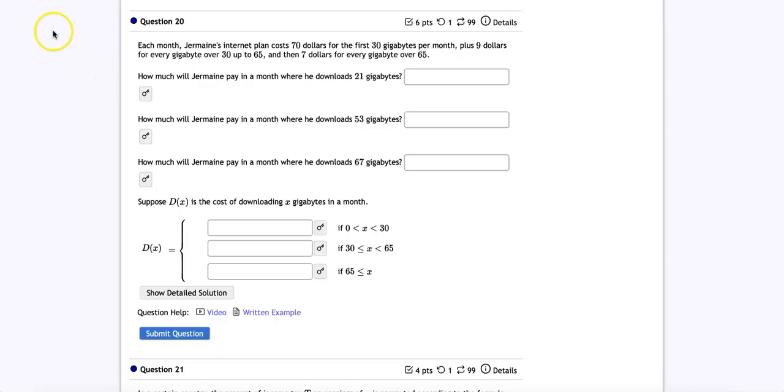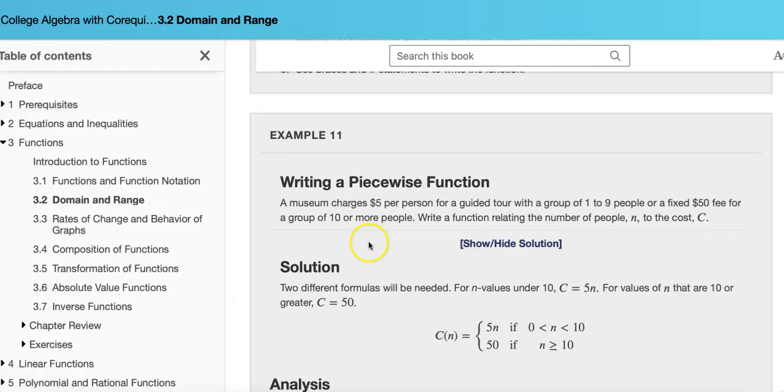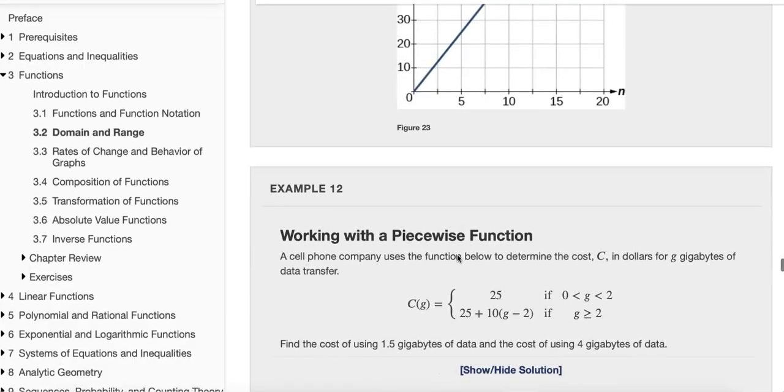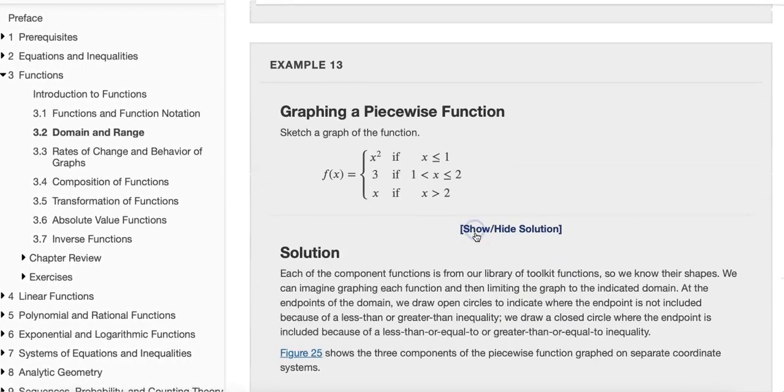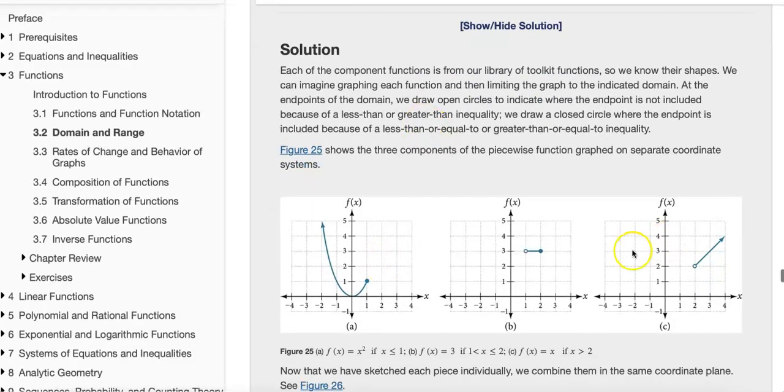Okay, so now we're going to next look at what are called piecewise functions. And I'd like to point out that in the textbook there are a good number of examples that explain to you how to write a piecewise function, how to graph a piecewise function, all the things that you might want examples for with explanations attached.